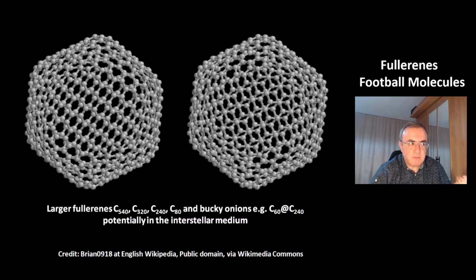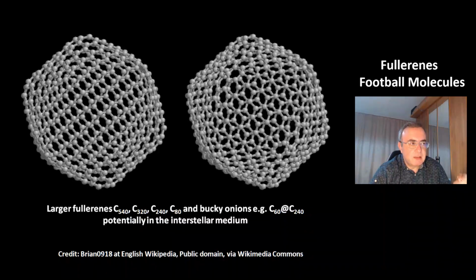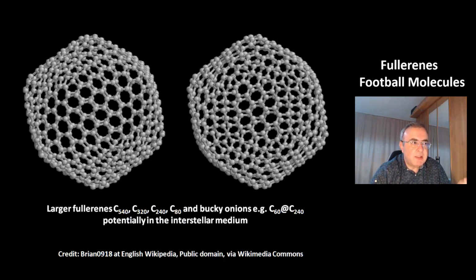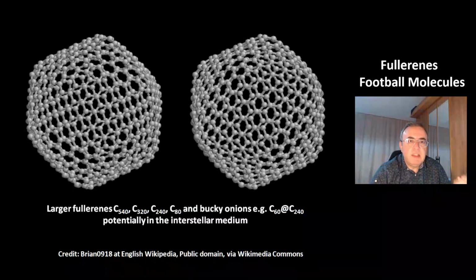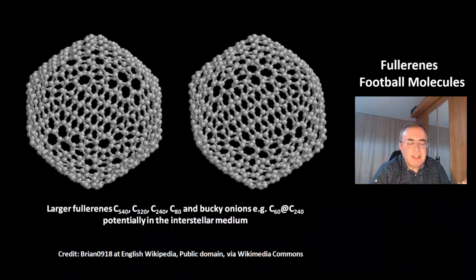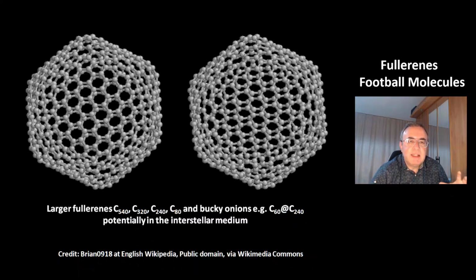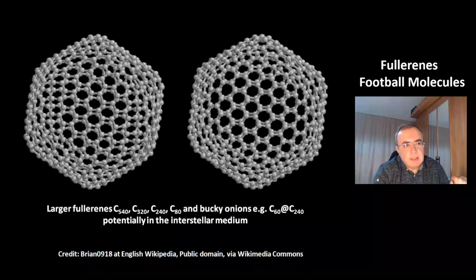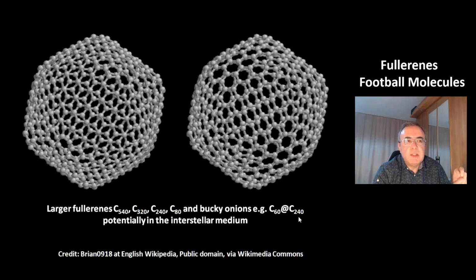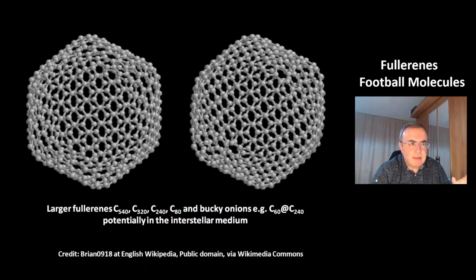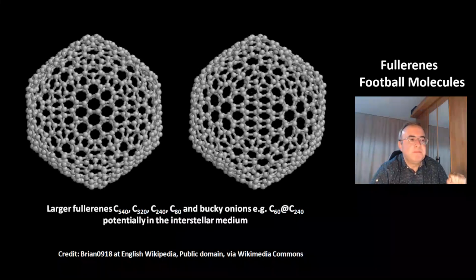This is one example of larger fullerenes. That's the molecule C540. Other examples are C320, C240, and C80. And the Bucky onions. The Bucky onions are smaller fullerenes that are trapped inside a bigger fullerene. For example, C60 fullerene, buckyball, inside the bigger C240. And it could be that these compounds exist in the interstellar medium.